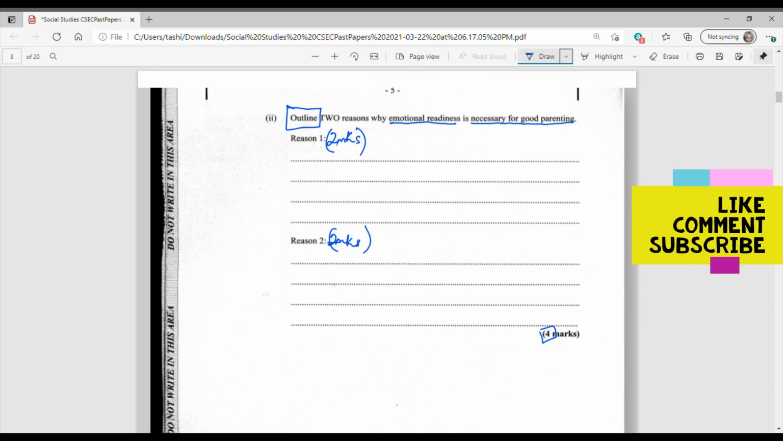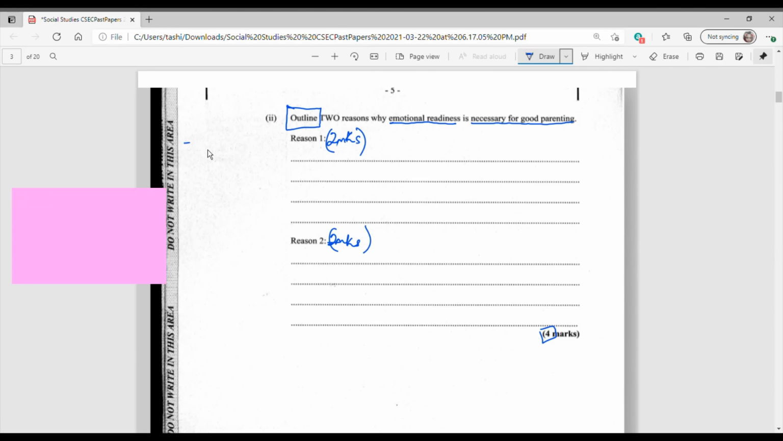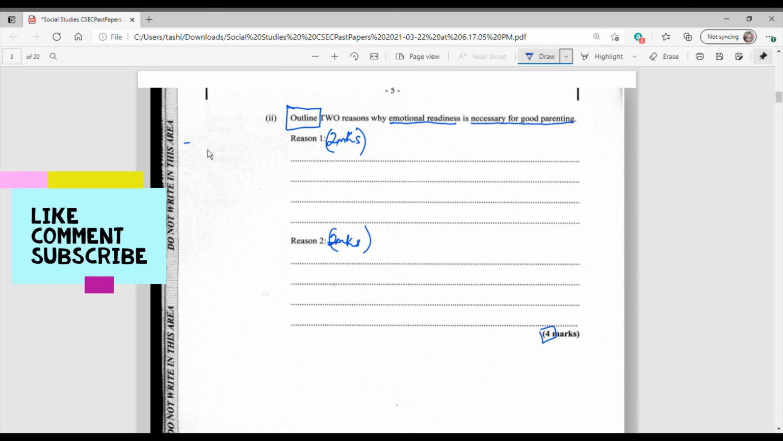So what are some of the things that parenting would entail that would require parents to be emotionally ready for it? What is it about parenting that requires somebody to be emotionally ready? So that is the question. And you're going to give 2 reasons why they need to be emotionally ready in order to be good parents. So first of all, let us write them over this section here. Parenting requires patience. Let me just write it in this section.